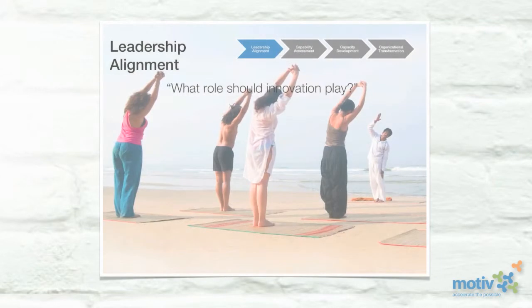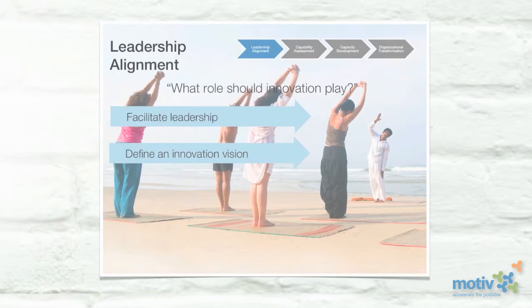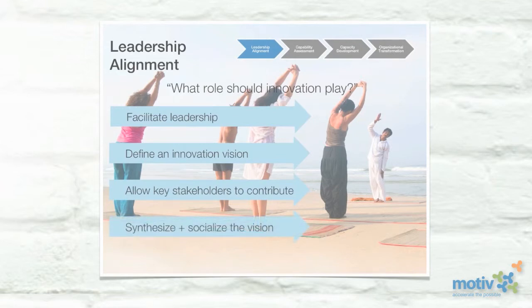The first thing is leadership alignment, and the question that you're answering is, what role should innovation play? Here you really want to facilitate the leadership team around what they want to do for innovation, all the things that we talked about, what kind of business things they want to drive, developing a vision for innovation in your organization. What is it going to do? What are its goals? Allowing key stakeholders to contribute to that vision, and then synthesizing all that information and socializing that with people in the organization, customers a lot of times, employees certainly, and other kinds of stakeholders.